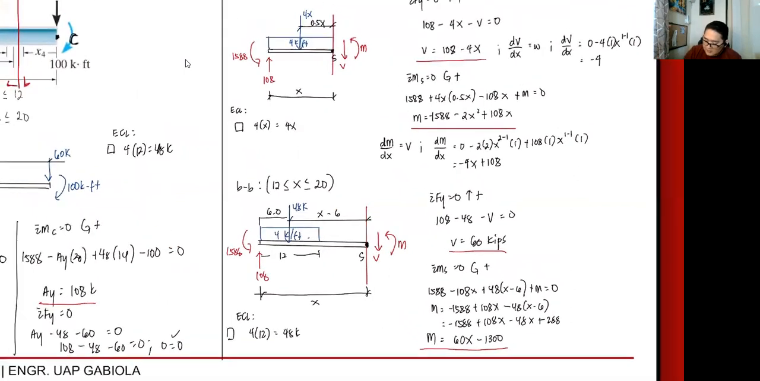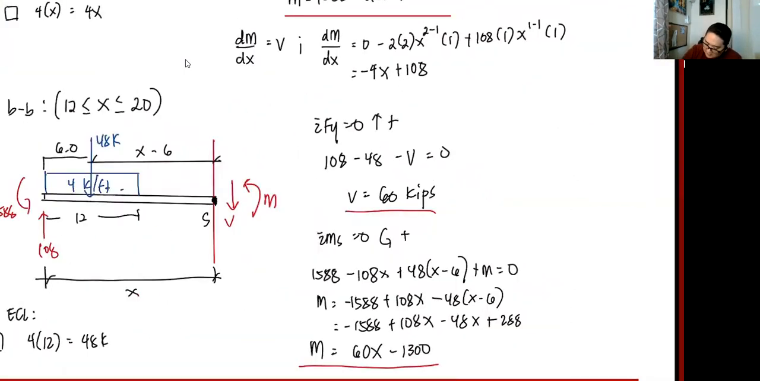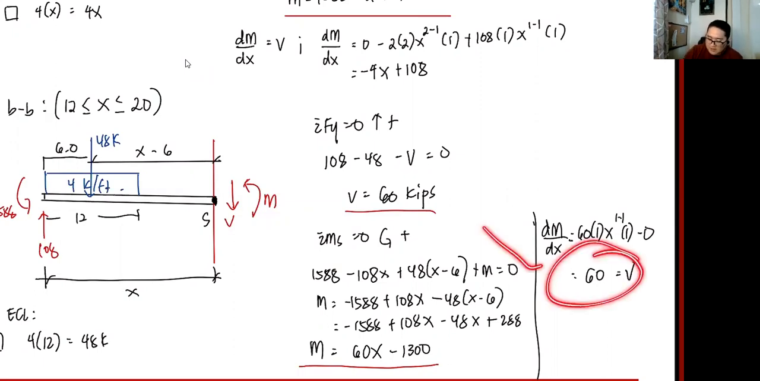Okay? So to check, kunin lang natin yung derivative. So derivative ng moment with respect to x. So that is first term natin, 60 times 1, x to the 1 minus 1 times 1. And then derivative ng constant ay 0. So this is equal to 60, which should be equal dun sa shear natin, which is correct.